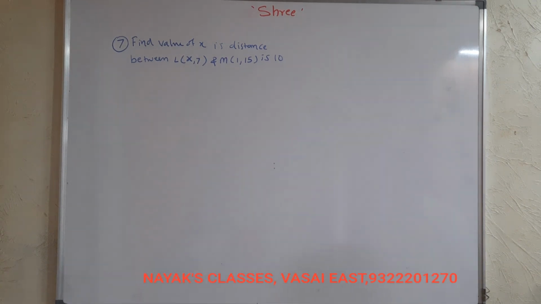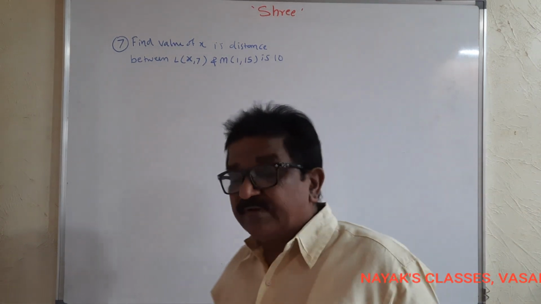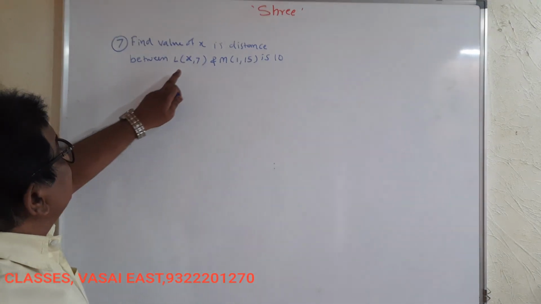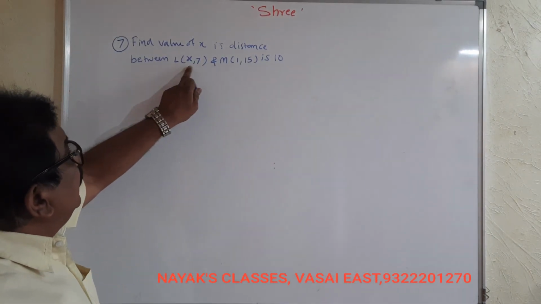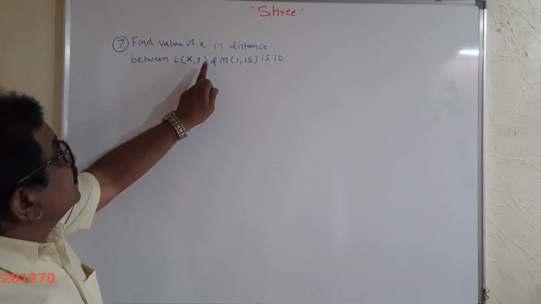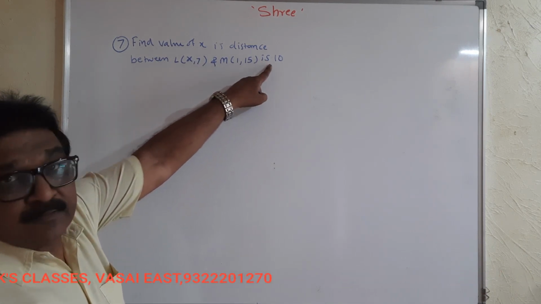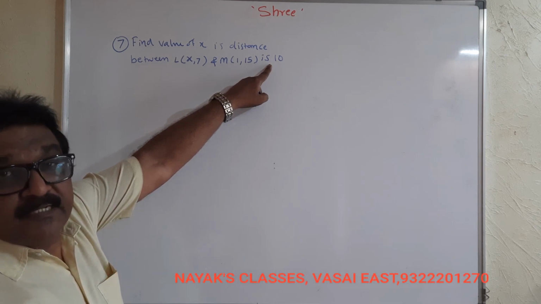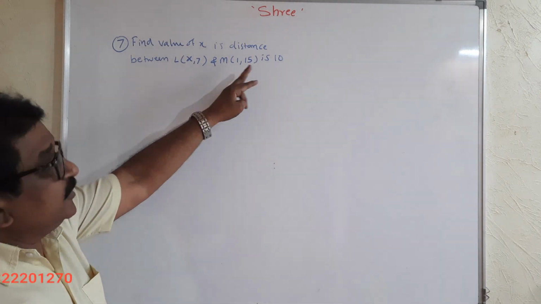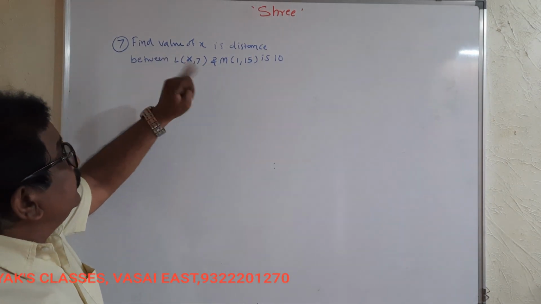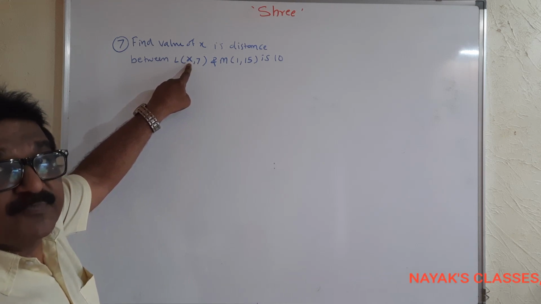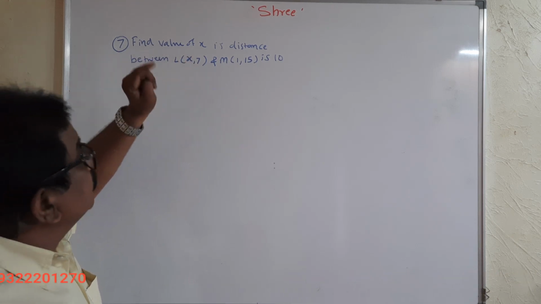So we are in the 7th question of exercise 5.1. What they have said is that L and M are 2 points and the distance between them is 10. Then find the value of x. One coordinate is missing, correct? So let us see.